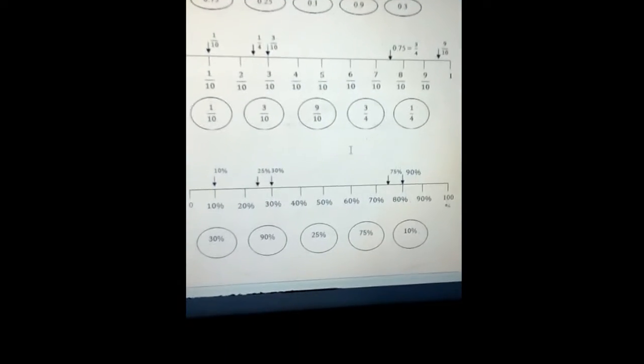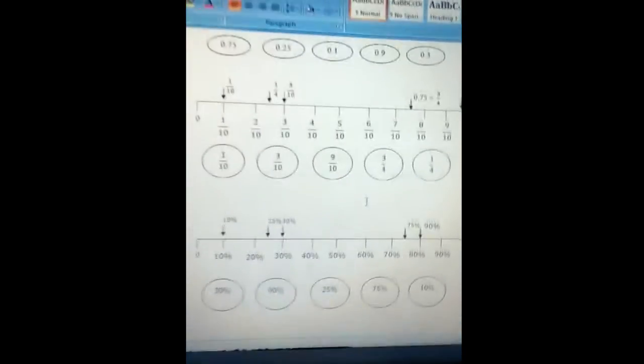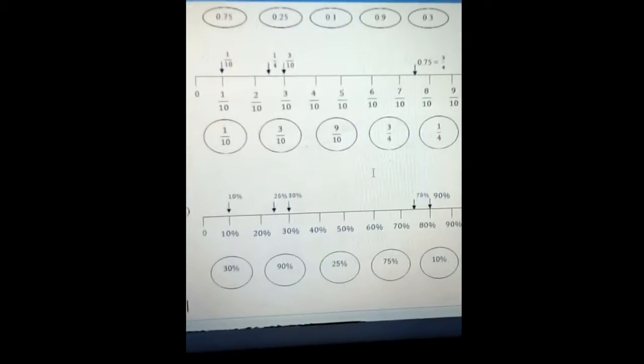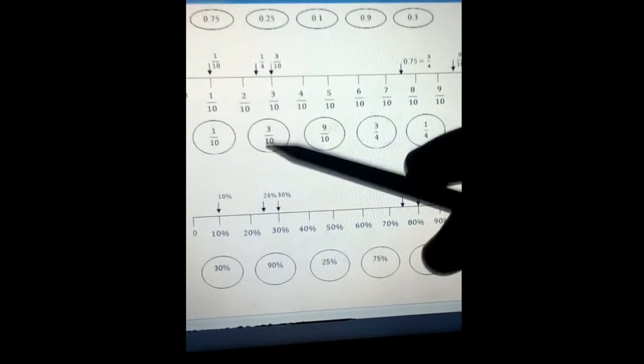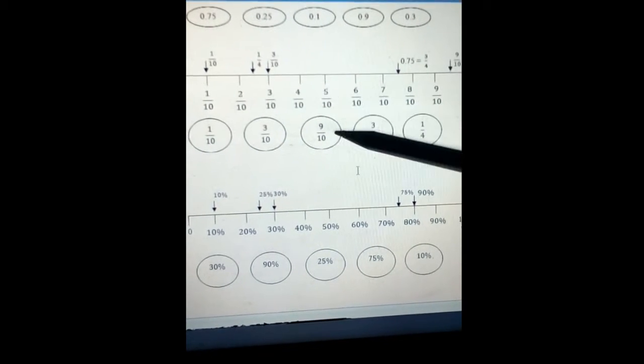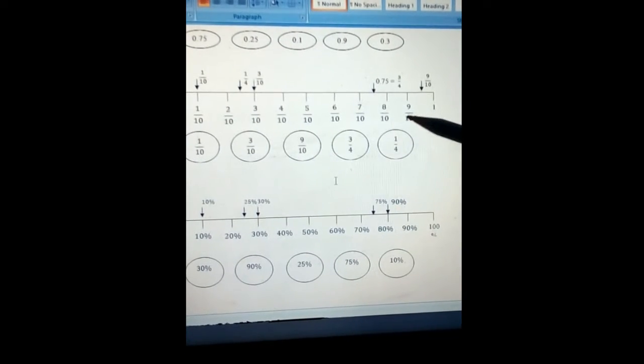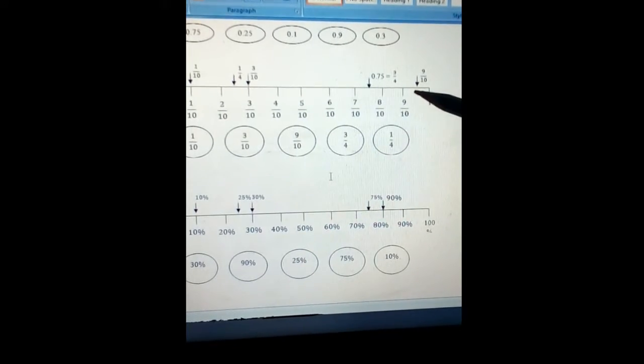We'll put an arrow and write down 1 by 10. Next we've got 3 by 10. So here, 3 by 10. Then 9 by 10. Over here we've got 9 by 10, so this arrow is supposed to be over here.